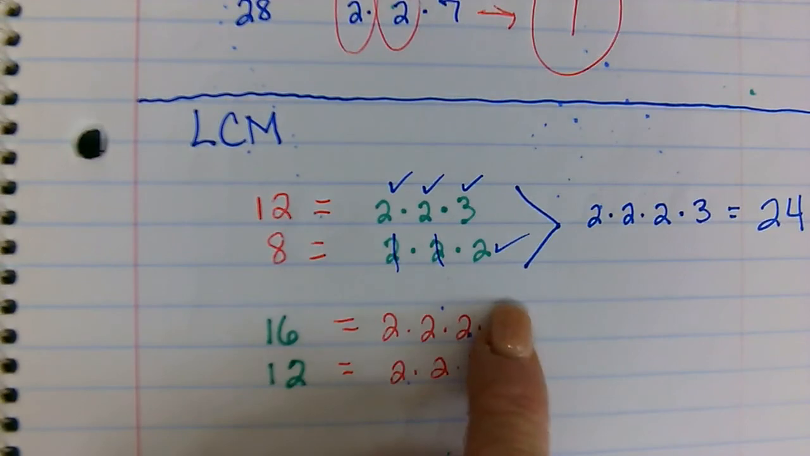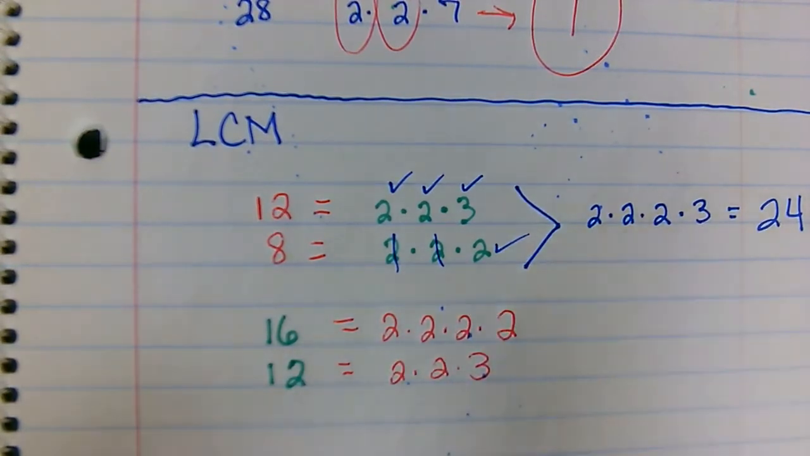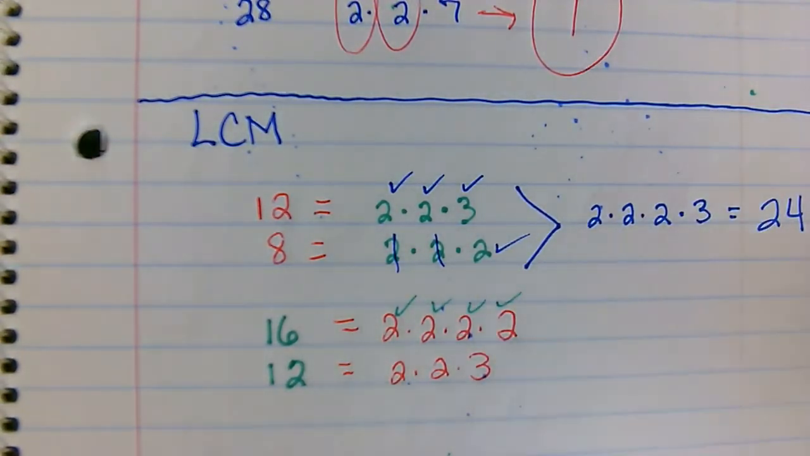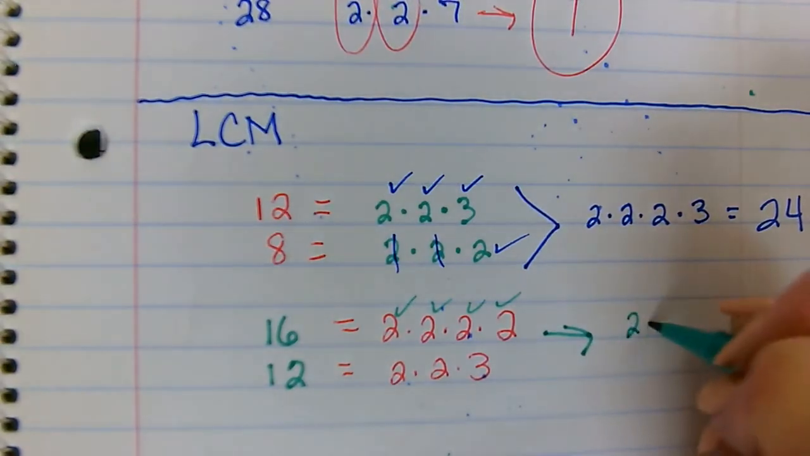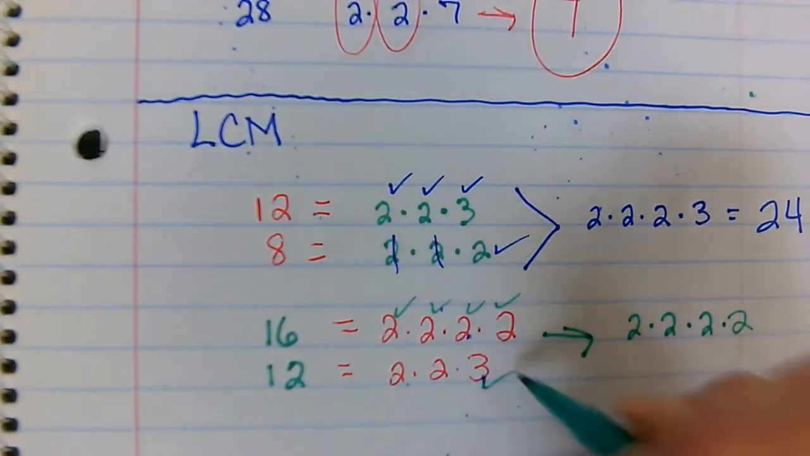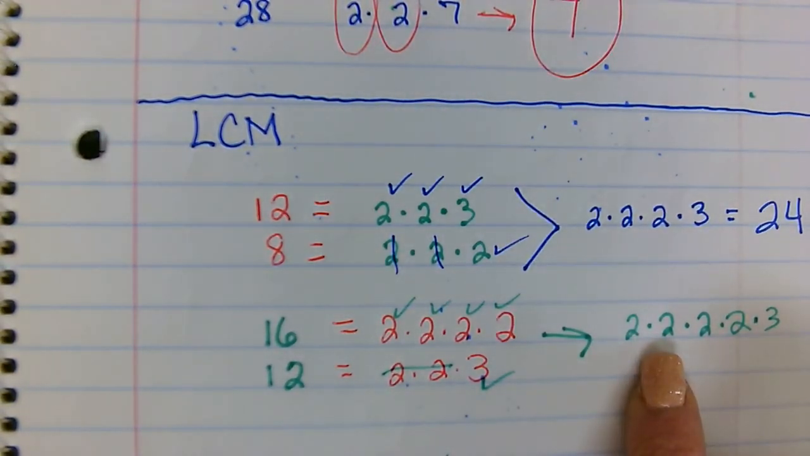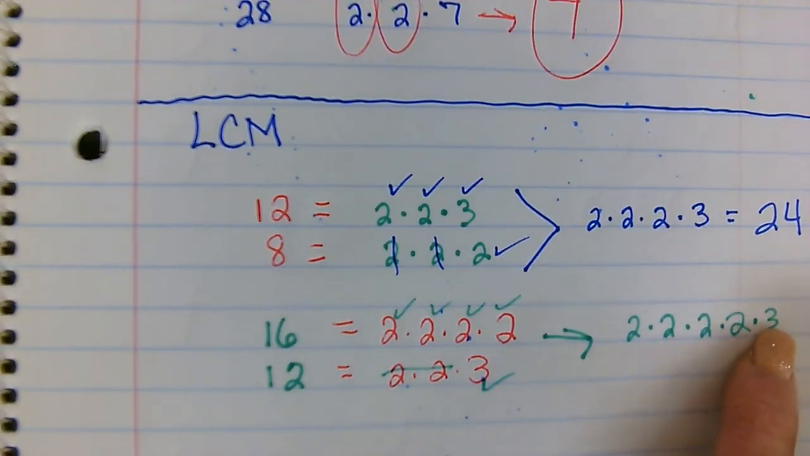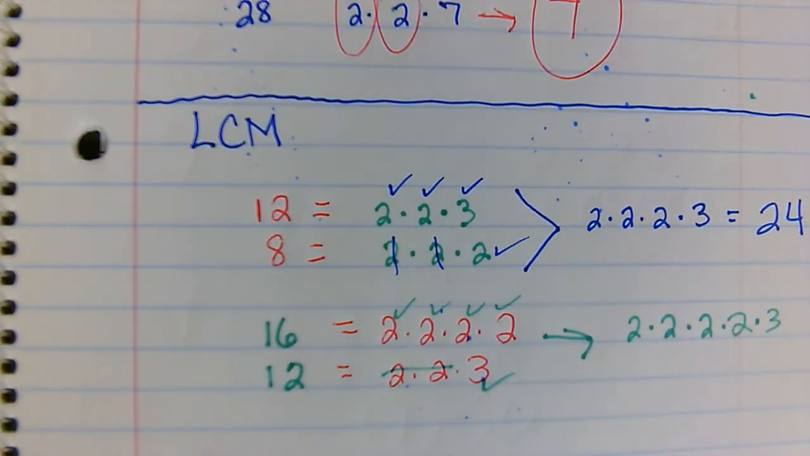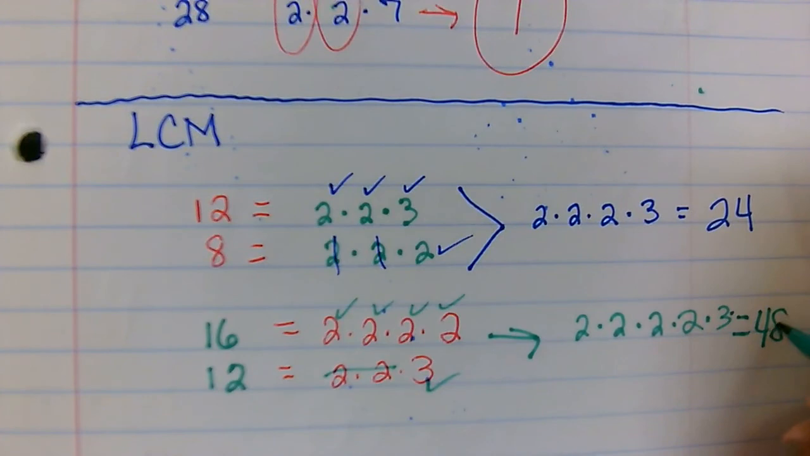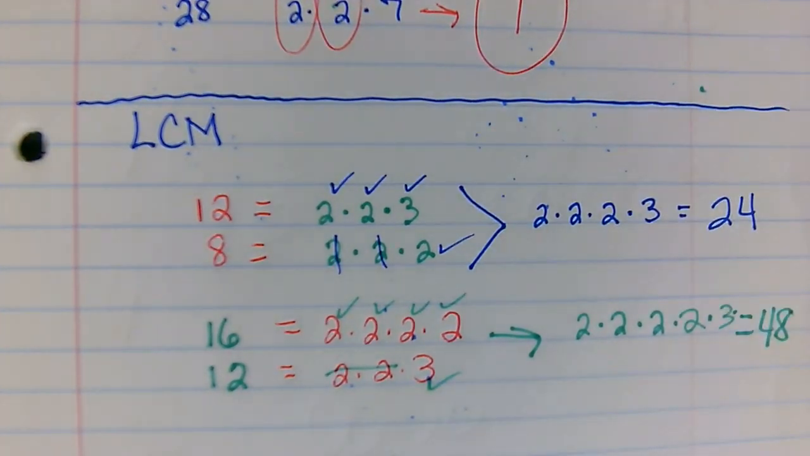Now I have the most 2's is 4 of them, and then there's a 3 in this row. So I know I've got to use 4 2's because that's the most of the 2's. And so that is 2 times 2 times 2 times 2, and then there's a 3 in this row because I've already used the 2's, times 3. 2 times 2 is 4, times 2 is 8, times 2 is 16, times 3 is 48. So that is the least common multiple of 16 and 12. And that's how you find them.